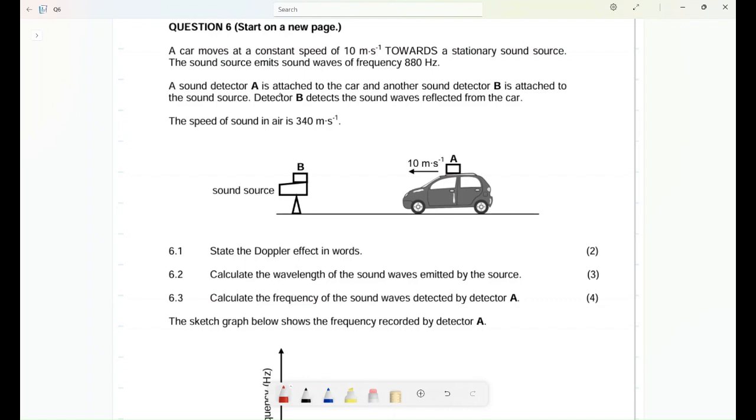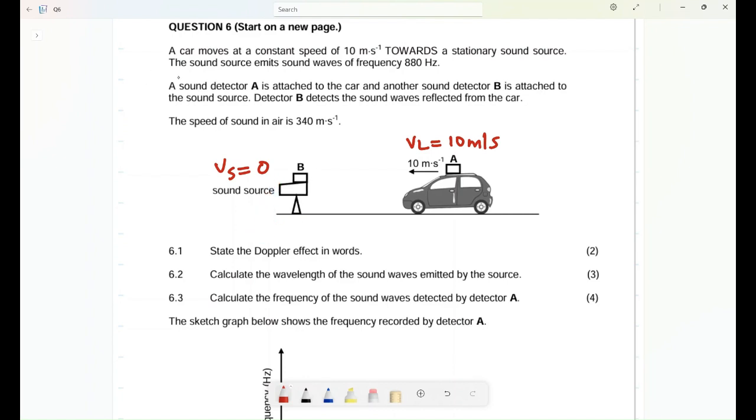Okay, the sound source emits. So the car is the listener. Why am I saying the car is the listener? Because this is the sound source. So the velocity of the sound source is 0. Why? Because it is stationary. Then this is the velocity of the listener, 10 meters per second. Sorry, the sound source has a velocity of 0 because it is stationary, and the listener is moving towards, approaching the sound source.